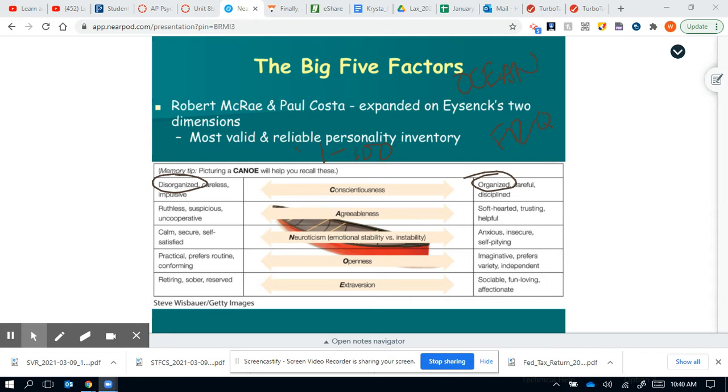Agreeableness. People who are agreeable are nice, helpful.